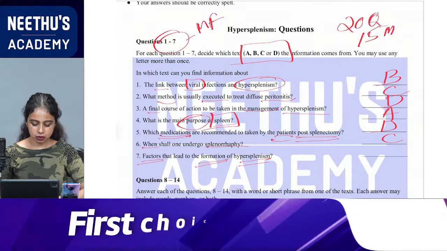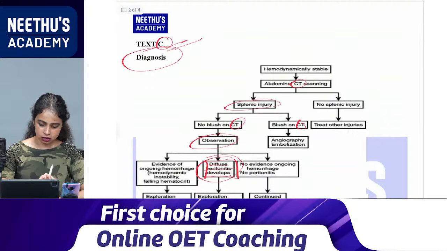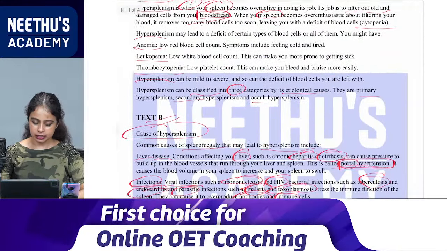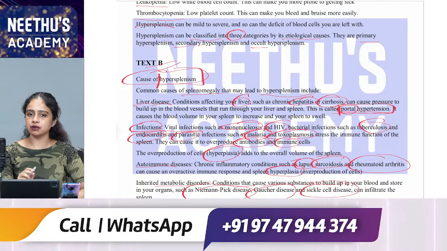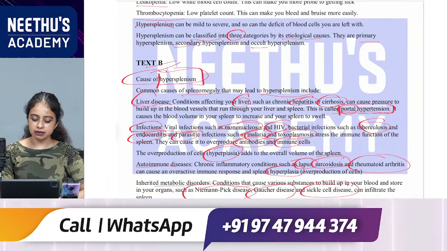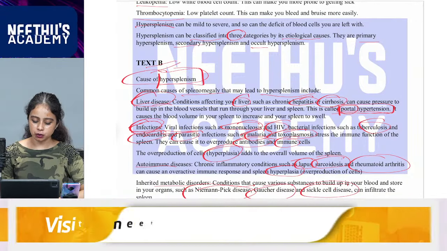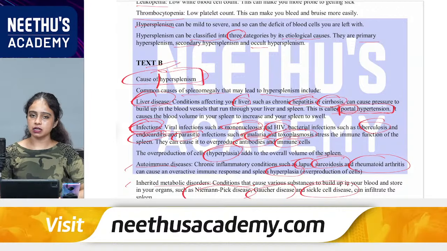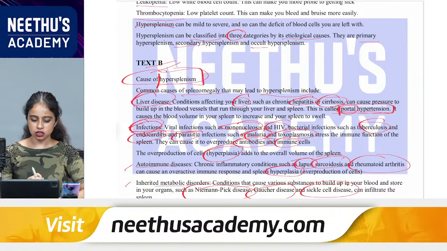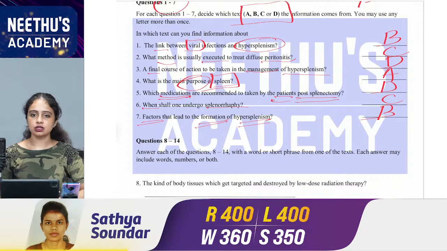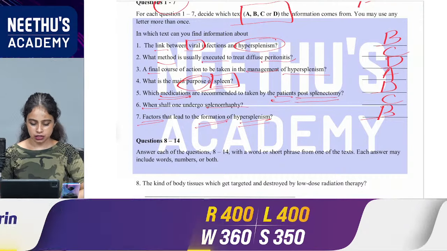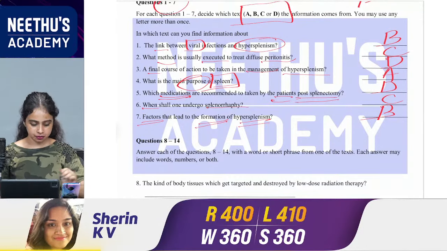So the seventh one is all about the title. What is the title? Causes of hypersplenism. So what are the causes? What are the factors affecting? It is liver disease, infections, autoimmune diseases and inherited metabolic disorders. So my answer is B. So these are my answers. Any doubts? 1 to 7.